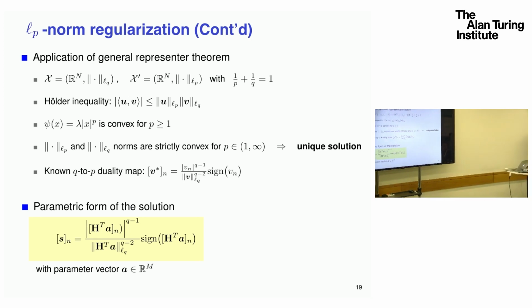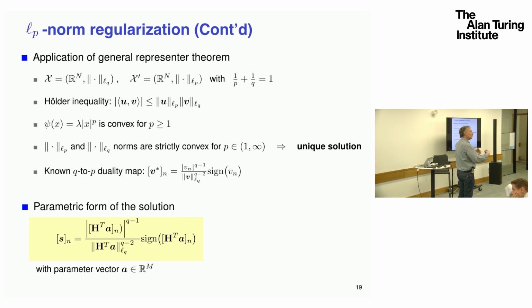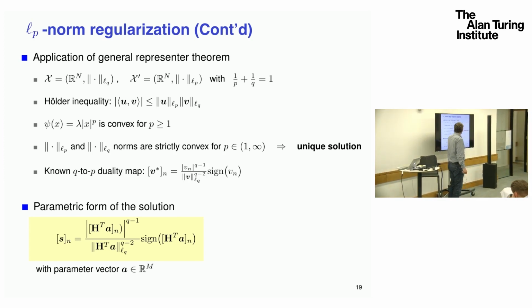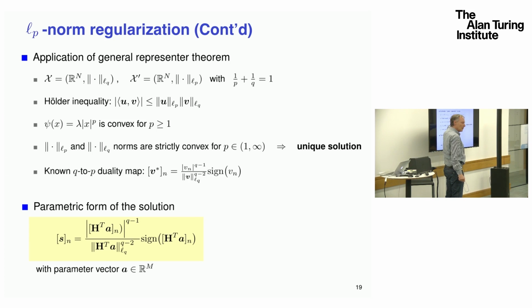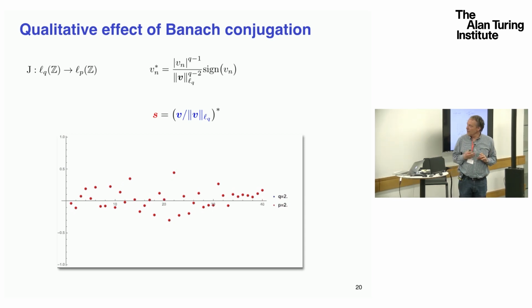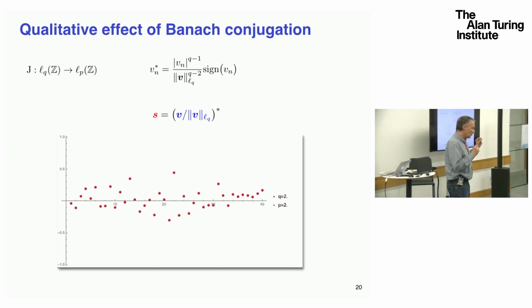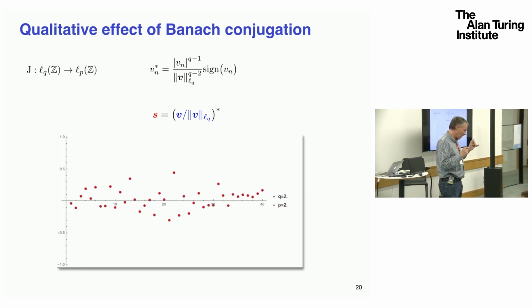Okay, so now A is what I still need to find with my algorithm, but A is a vector of dimension m, excuse me, m, which is much smaller than the size of the signal. Now, it's interesting to look at this Banach conjugation, and here I made an animation. It's interesting because if you take P equal 2 equal Q, everything is equal.